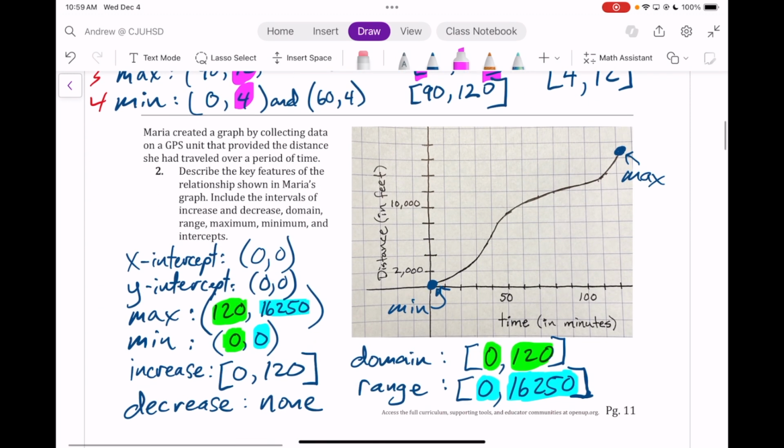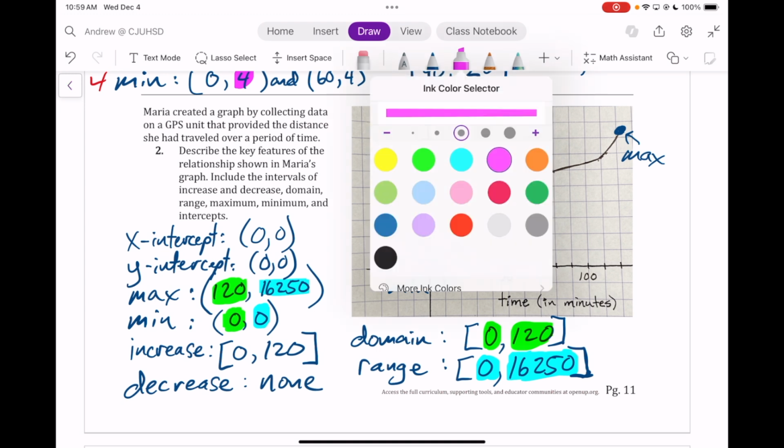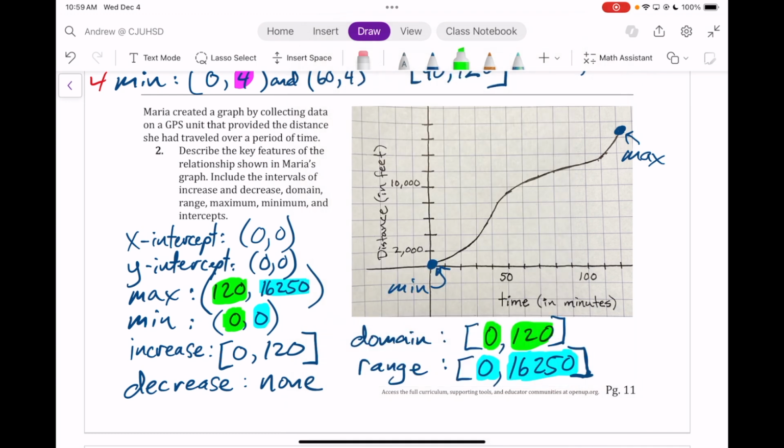Now, Maria is looking at distance from a GPS measurement that she made. And we're doing the same 8 features. Well, the x and the y-intercept here are exactly the same. They are both at 0, 0.